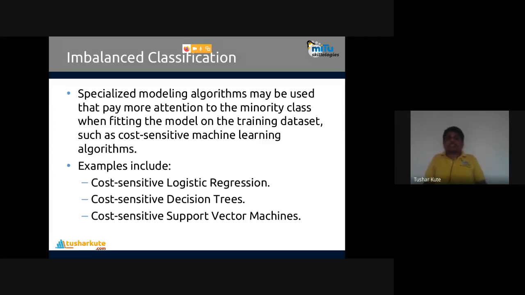When fitting the model on a training data set, such algorithms are called cost sensitive machine learning algorithms. Cost sensitive algorithms include cost sensitive logistic regression, cost sensitive decision trees, and cost sensitive support vector machine. These three algorithms are used for imbalanced classification, where there is no balance between the classes. Special algorithms are required for that particular purpose.